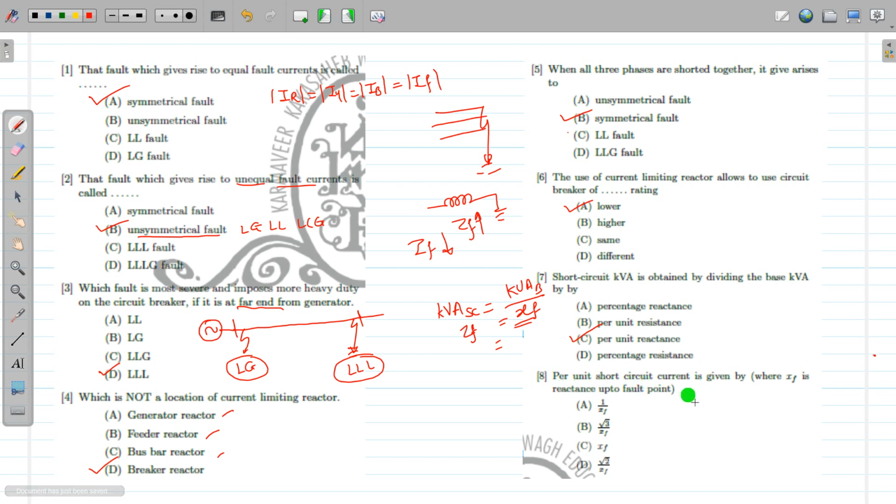The short circuit current is given by E at an angle of 0 divided by ZF. If the resistance is neglected, ZF is nothing but XF. Generally the pre-fault voltage is considered as 1 at an angle of 0, so it is 1 upon XF. So the correct formula is the formula number A.